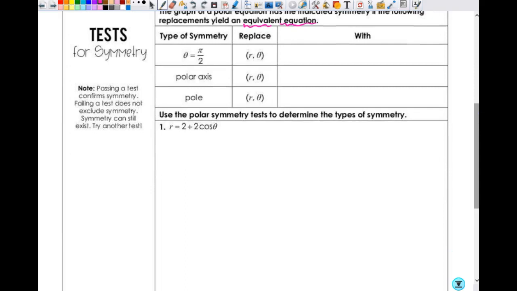So I'm going to start off with the first ones here. If I want to see if it has symmetry with respect to the line theta equals pi halves, then I would substitute in a negative r, negative theta, or, and I'll give you the ors in just a minute. For the polar axis, I would substitute in r, negative theta, or something else. And then for pole symmetry, I would substitute in a negative r, theta. Okay.